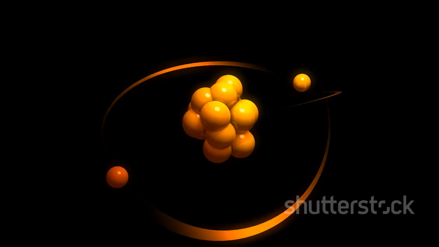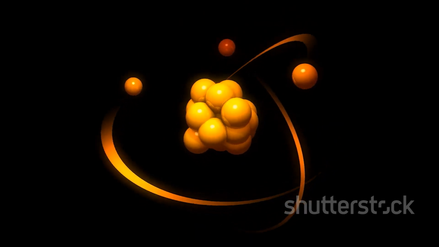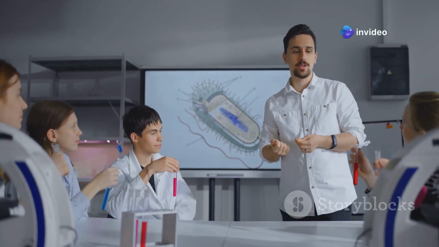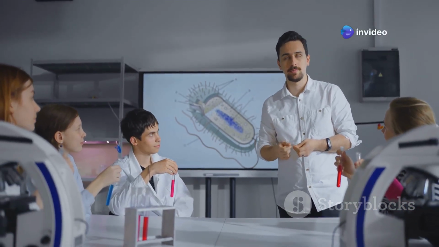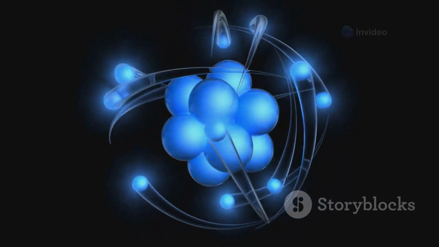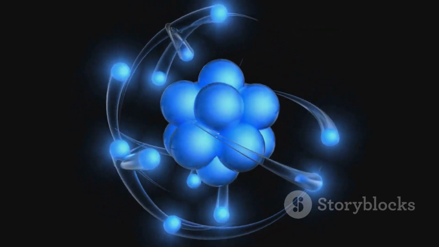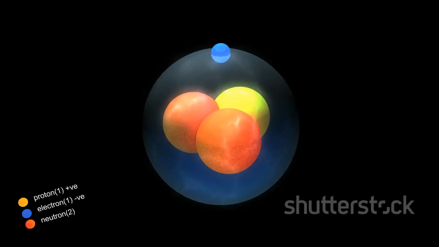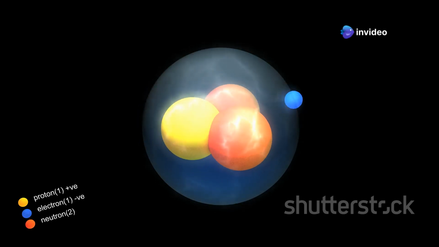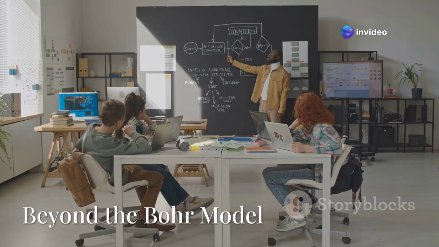Whizzing around the nucleus are the electrons, much lighter than their counterparts. Early scientists like Niels Bohr tried to understand how these electrons moved around the nucleus. Bohr proposed a model where electrons orbited the nucleus in fixed, circular paths, much like planets orbiting the sun. This model worked well for simple atoms like hydrogen, but failed to explain the behavior of more complex ones.